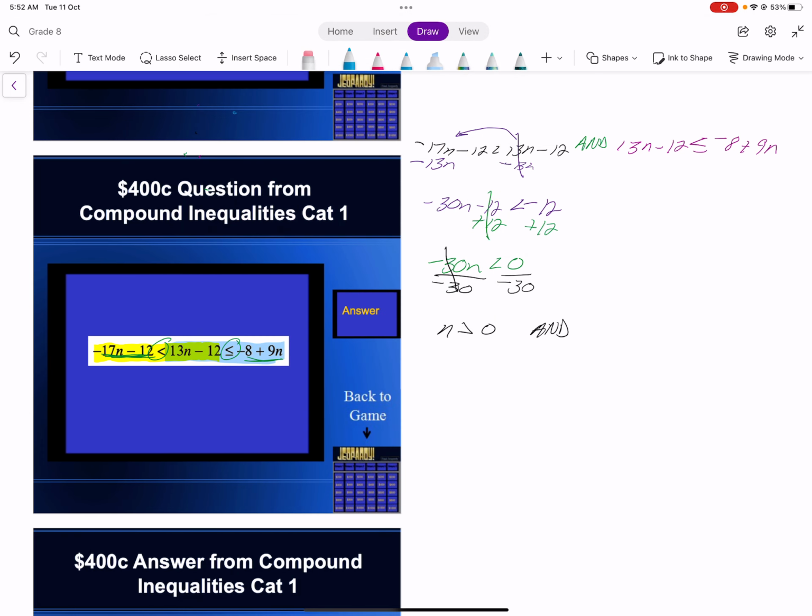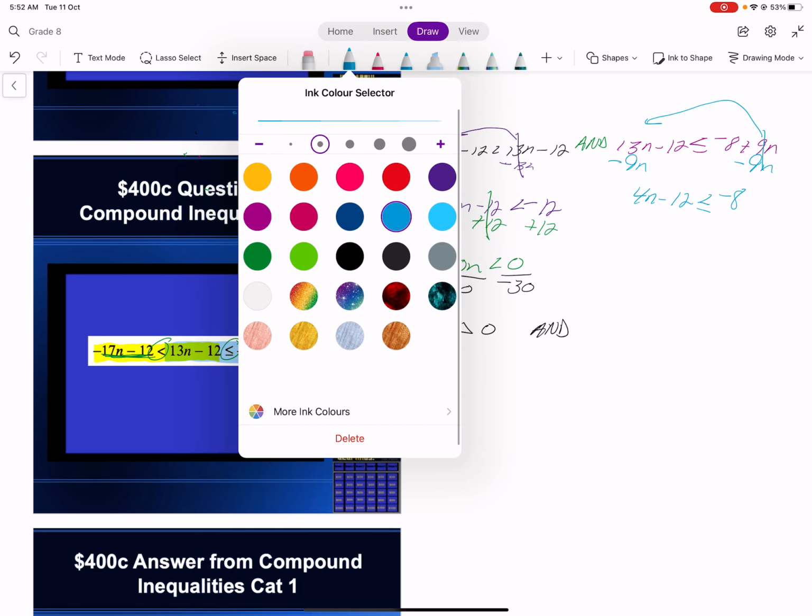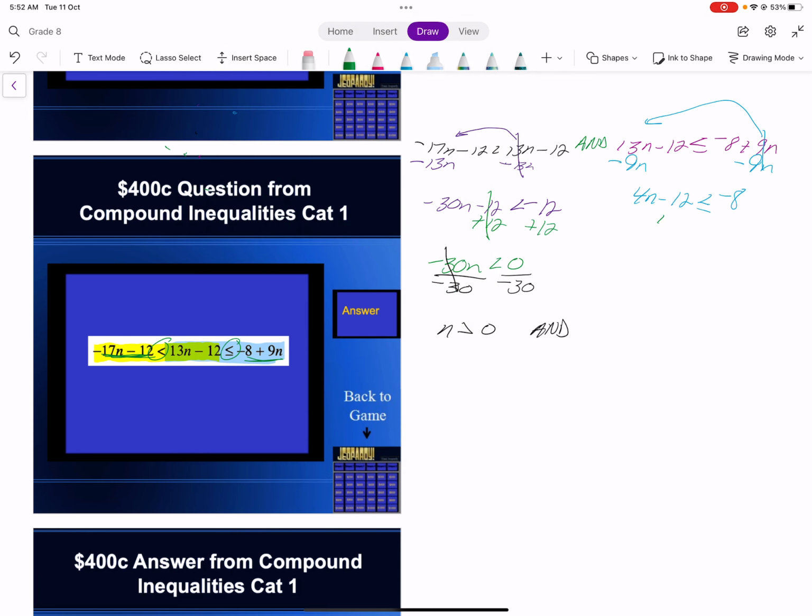So I'm going to move my variable to the left-hand side, because that's just the way I like to do it. So minus 9n from both sides. So now I get 4n minus 12 is less than or equal to negative 8. And then from here, we're going to add 12 to both sides. So now we get 4n is less than or equal to 4. And now I'm going to divide each side by 4. So n is less than or equal to 1. So now we are going to graph.